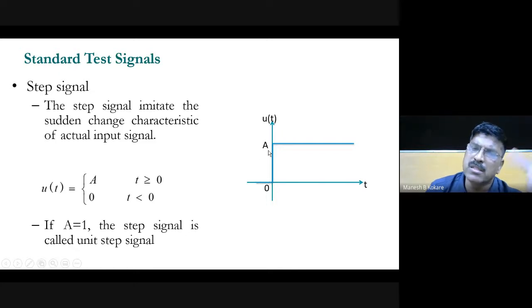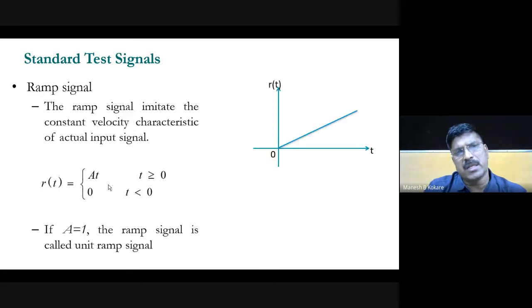Another thing is that this step signal can be called a unit step signal if the magnitude of this step signal is 1. That means if the value of A is equal to 1, the step signal is called the unit step signal. So generally, in time domain analysis, for testing your system for sudden change, this step signal is used. I hope you have understood the step signal and its mathematical representation, right?